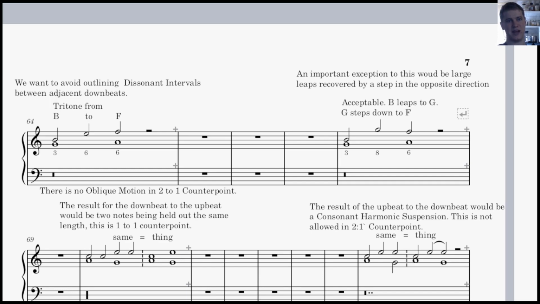The result for the downbeat to the upbeat would be two notes being held out at the same length in comparison to the given melody itself. This is just 1-to-1 counterpoint, so we might as well just use whole notes and do 1-to-1 counterpoint instead of using oblique motion. On the other hand, if we're traveling from an upbeat to a downbeat using oblique motion, we would have a consonant harmonic suspension. This is not allowed in 2-to-1 counterpoint, so just know you can't use oblique motion.